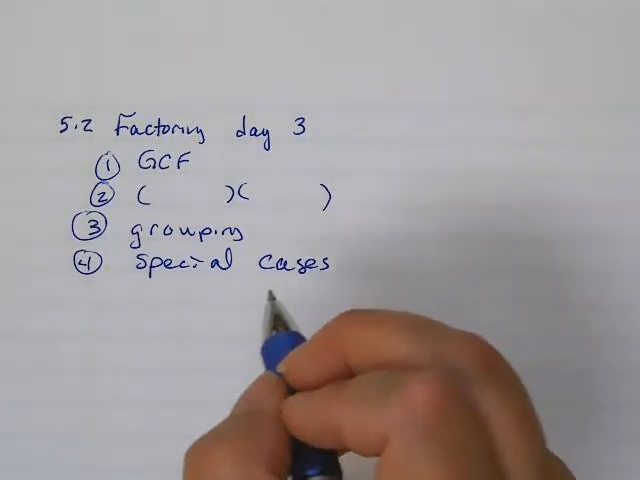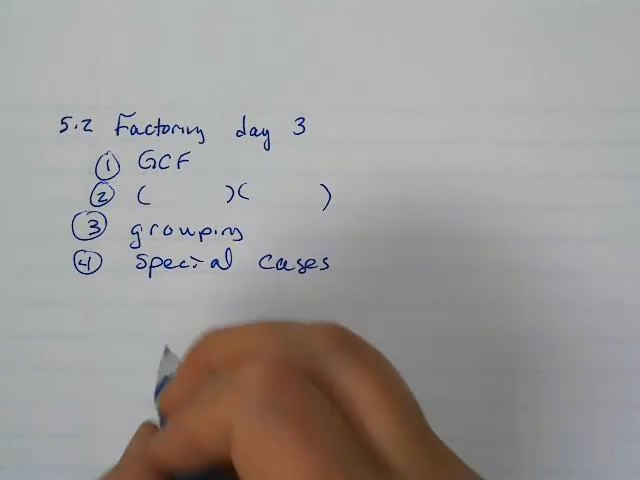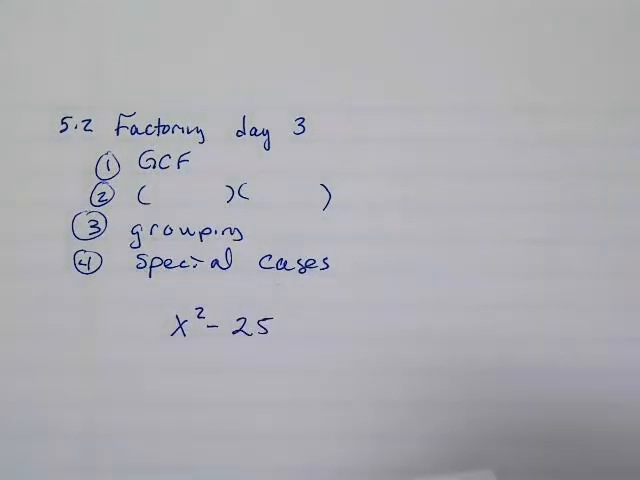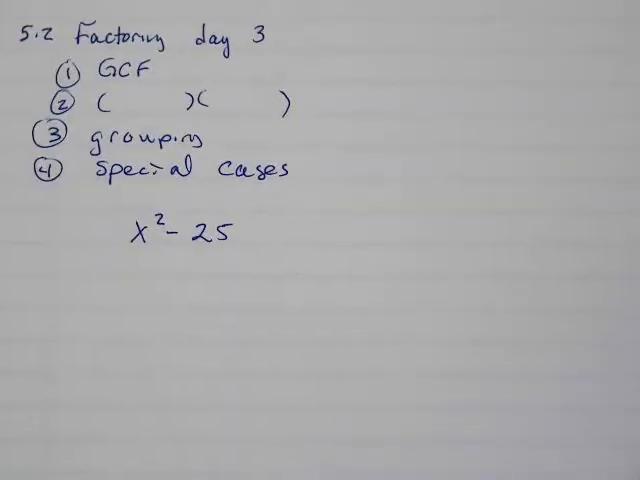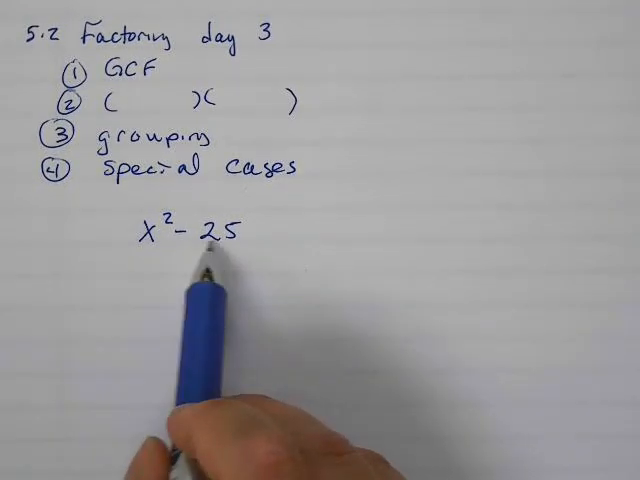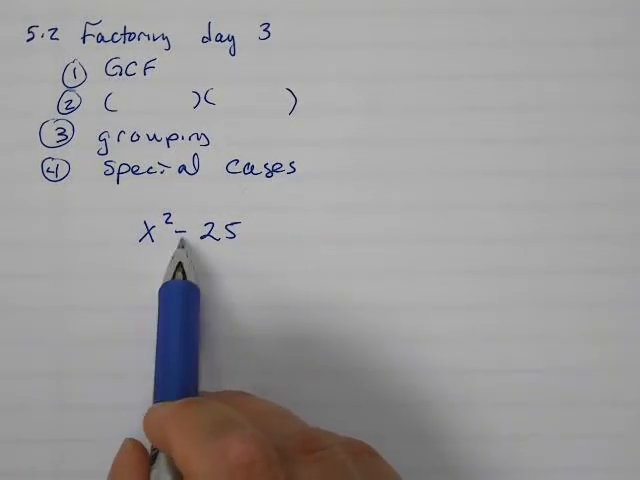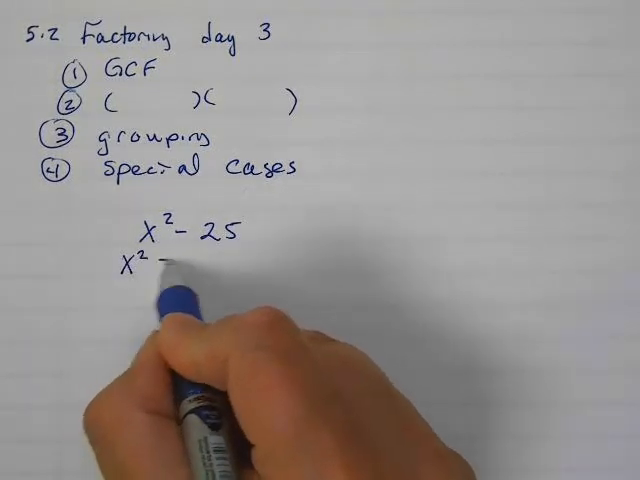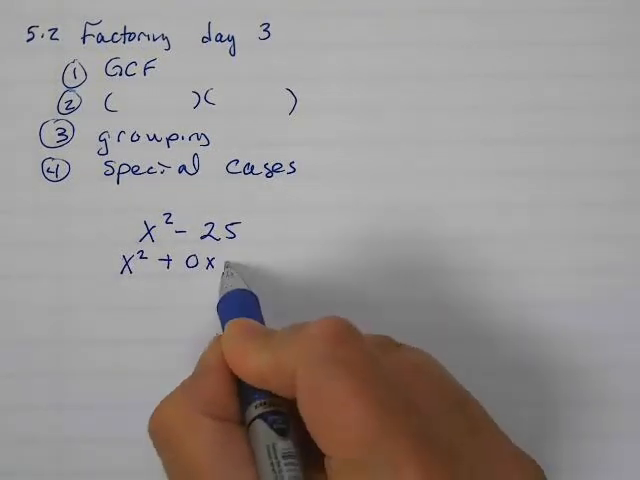For instance, a special case that might look something like this. X squared minus 25. I want to try the two things that multiply together that would give me this. So if you'll notice, this is a binomial. It doesn't have a middle term. So it looks something like this if it did have a middle term.